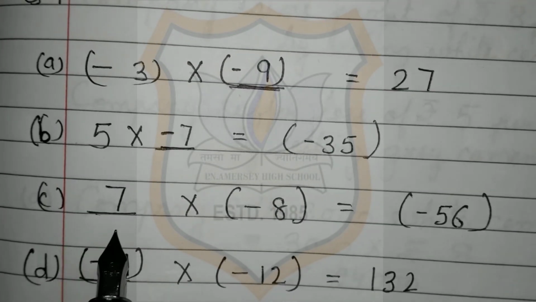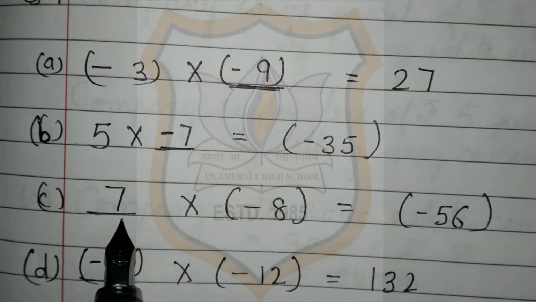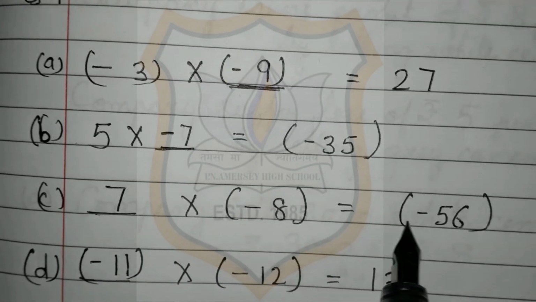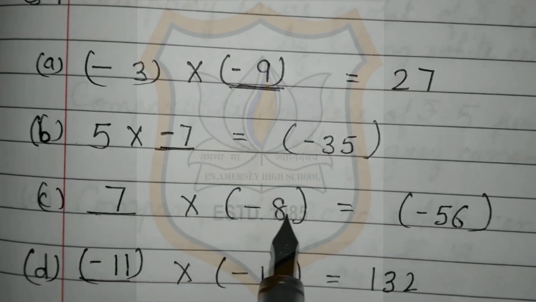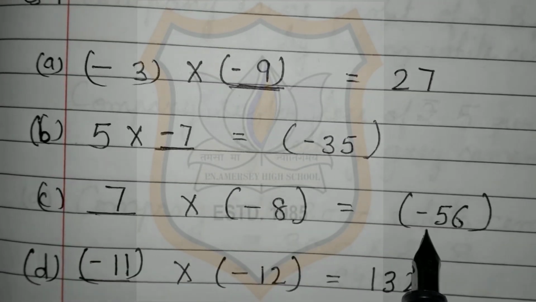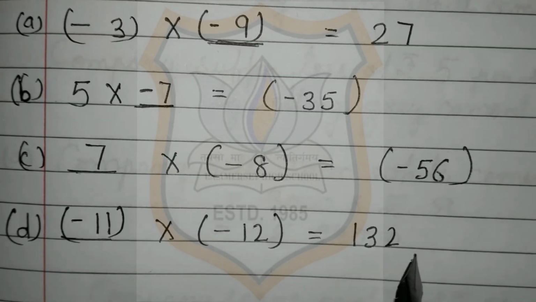C part is what into minus 8 is equal to minus 56. So 7 into minus 8 is equal to minus 56, because plus, minus 7 eights are 56. D part is what into minus 12 is equal to 132. Answer is minus 11 into minus 12 is equal to 132, because minus, plus 11 into 12, answer is 132.